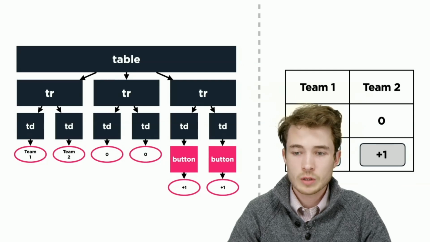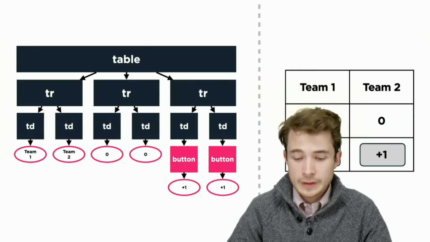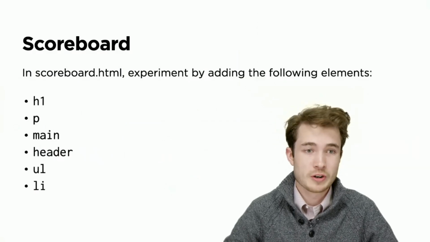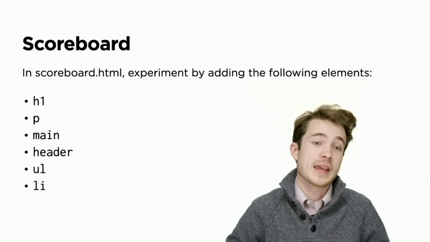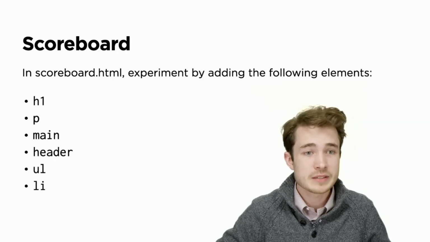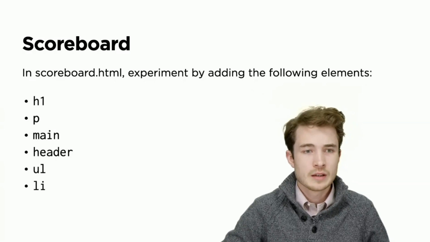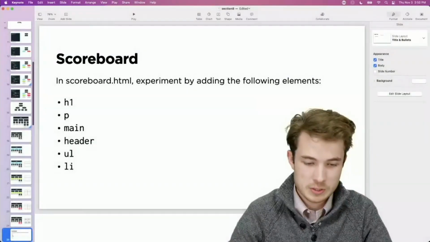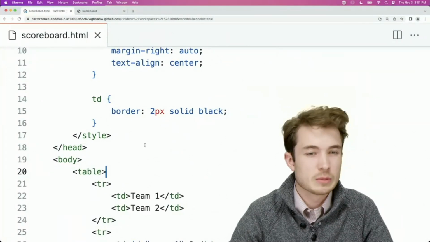Okay, so we'll keep going here with HTML. And our next task will be to try to add some more elements to our scoreboard. So the goal here is to add maybe an H1 element, a P element, maybe a main and a header element, a UL and an LI. So what we could do is go back to our code space now and try to add in some of these elements.